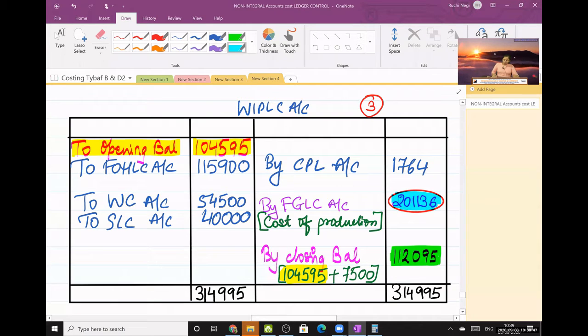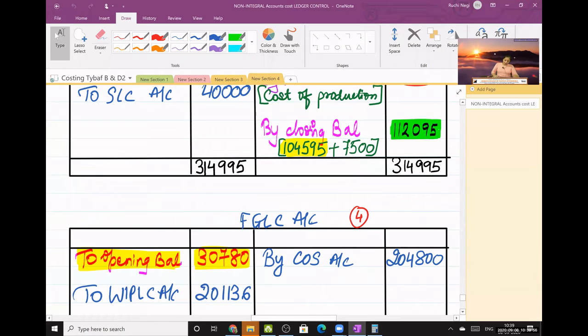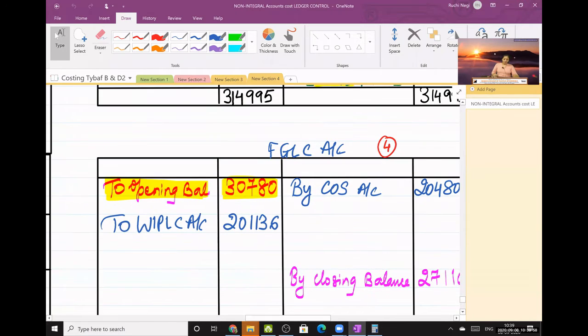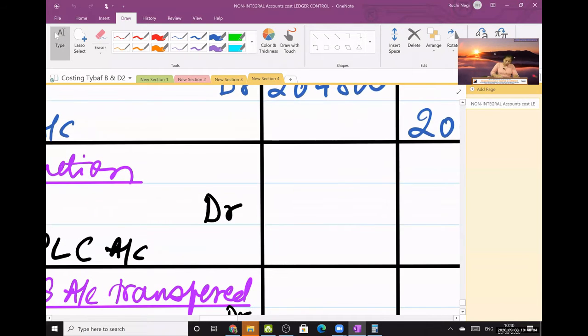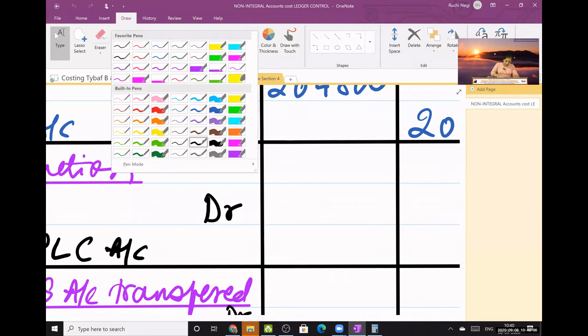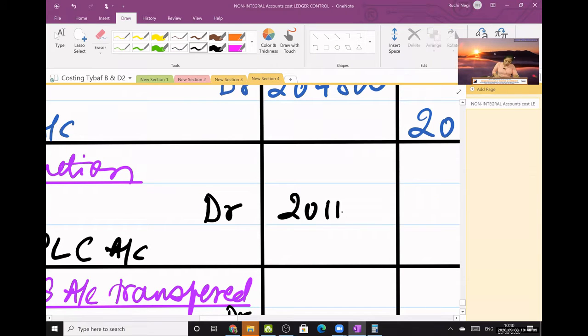Finished goods. COP, cost of production. FG to WIP, with the second effect here in FG. Right here the journal entry, 2,01,136.